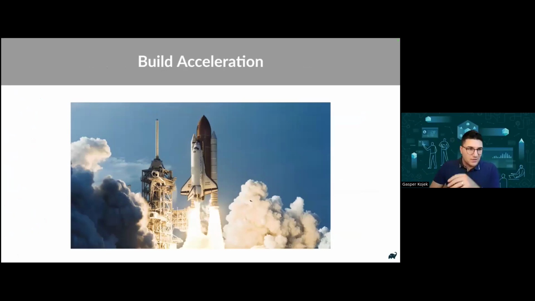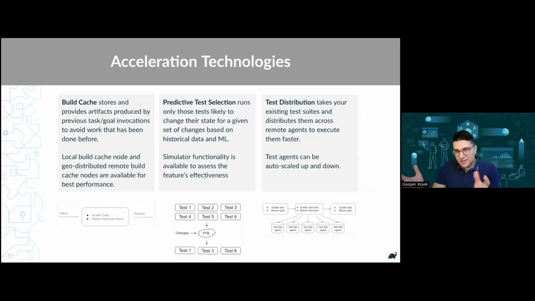Now, if we move on to build acceleration, there are three acceleration technologies that are most prominent with Develocity. The first one is build cache, which I mentioned already. Basically, build cache computes a hash of the inputs. If they don't change, and that goal or task has already been executed on CI, for example, it can avoid re-executing all of those things and just get the results from cache. So, for example, for the compile jar, instead of running all of the compilation and annotation processing, it will just take the jar from cache.